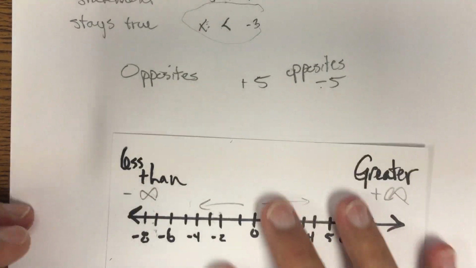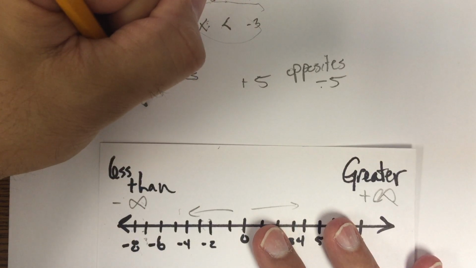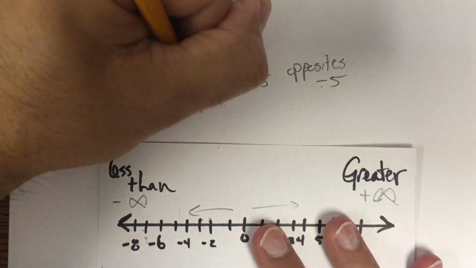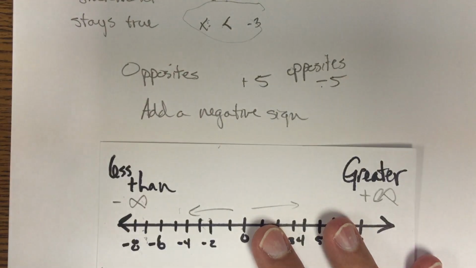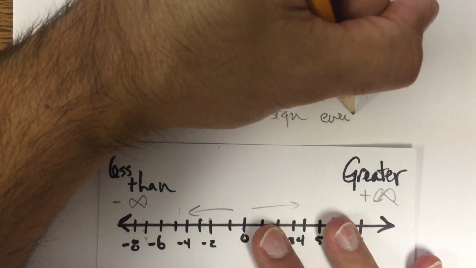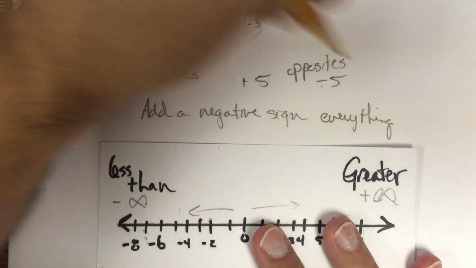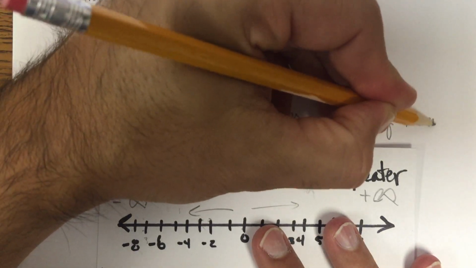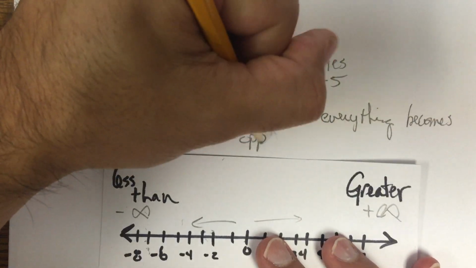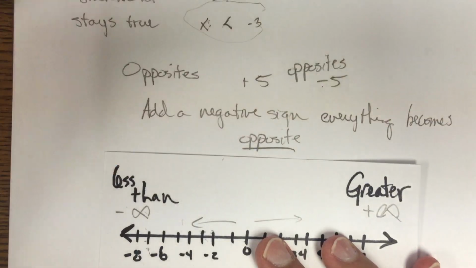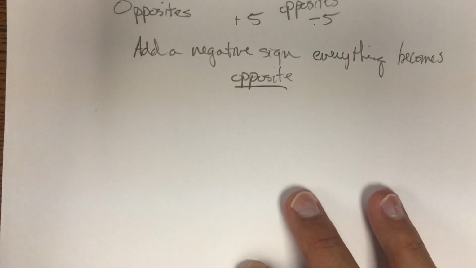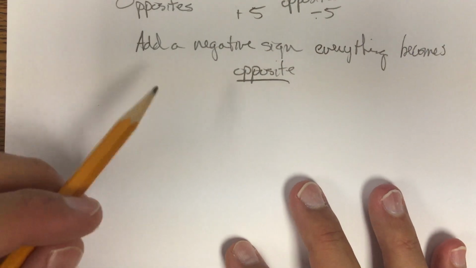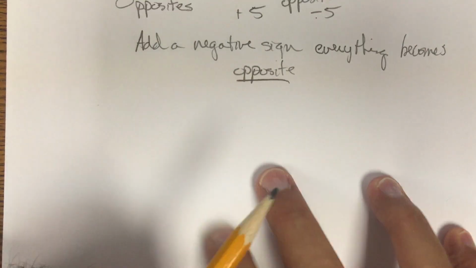And what we've got to remember is that whenever you add a negative sign to something, everything becomes opposite. Everything becomes opposite. Now, hopefully you remember this from middle school when you did inequalities in 6th, 7th, and 8th grade. Let's do some examples. We're talking about adding negatives and making things opposite.